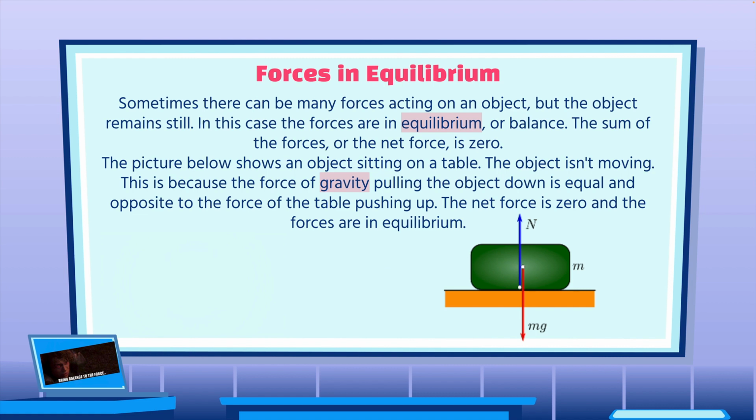Forces in equilibrium. Sometimes there can be many forces acting on an object, but the object remains still. In this case, the forces are in equilibrium or balance. The sum of the forces, or the net force, is 0. The picture below shows an object sitting on a table. The object isn't moving. This is because the force of gravity pulling the object down is equal and opposite to the force of the table pushing up. The net force is 0, and the forces are in equilibrium.